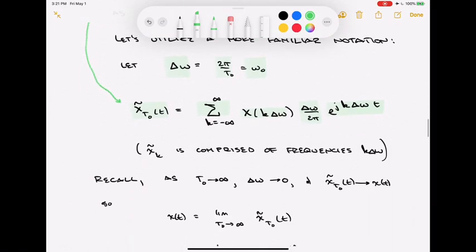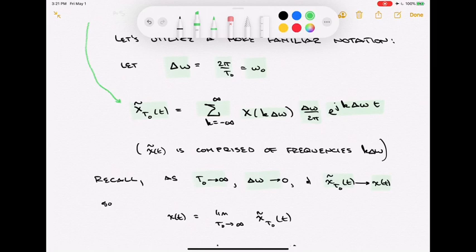This is still the basic Fourier series story, that x tilde of t is comprised of frequencies k delta omega. As t naught goes off to infinity, delta omega goes to 0, and we know that x tilde goes to x.